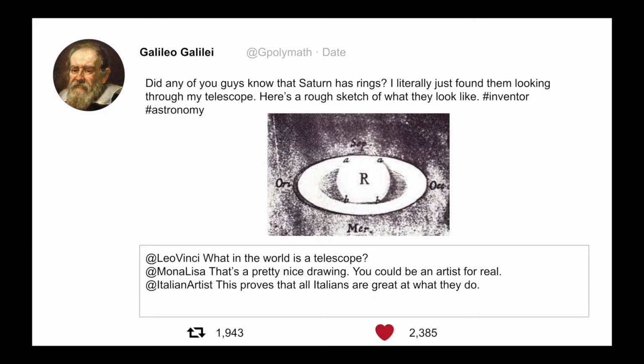So this one, his tweet was, did any of you guys know that Saturn has rings? I literally just found them looking through my telescope, right? That tells you a lot about Galileo in just a couple sentences. And then you have some replies from Leo da Vinci, Mona Lisa, and the Italian artist.